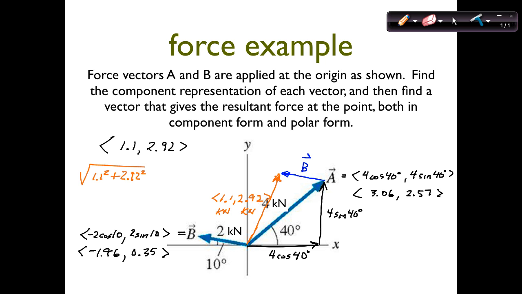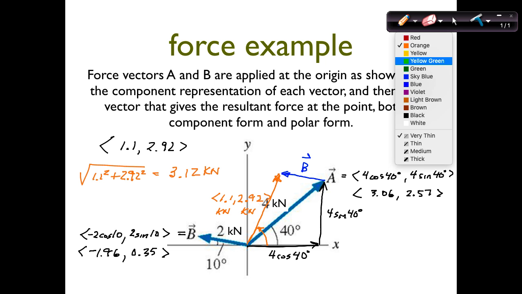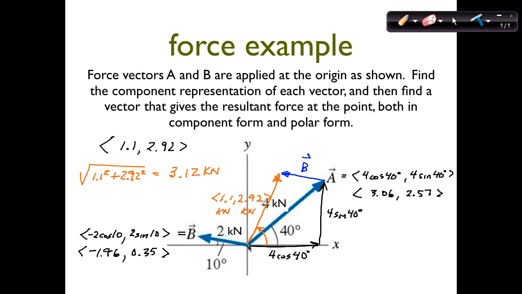Anybody have that? That's 3.12 kilonewtons. And now I want the angle. How do I get the angle from the x and y components? The x component, what is this down here? Green. So the x component. If I have the x component of 1.1 and the y component of 2.92, those are the best legs of a triangle I've drawn all day. These are little victories for me.